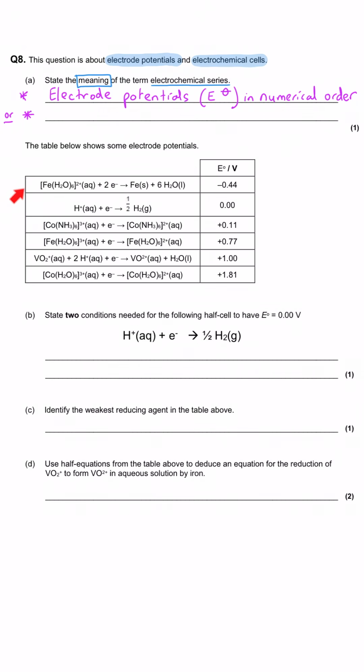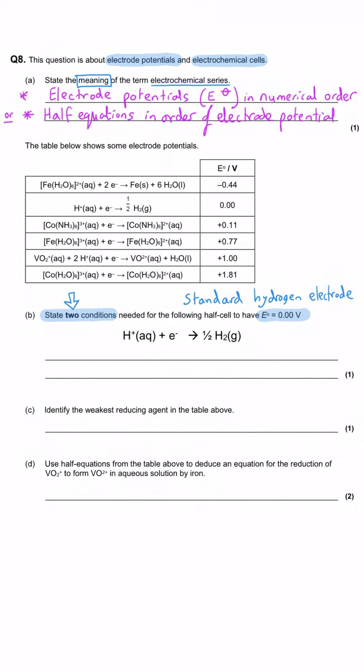Alternatively, we could remark on the fact that we've got a series of half equations, and these half equations are shown in order of their electrode potential. Either of those is fine for the 1 mark. B says, state 2 conditions needed for the following half equations to have an electrode potential of 0.0 volts. Now there's only 1 mark here, so we need both of them for that 1 mark.